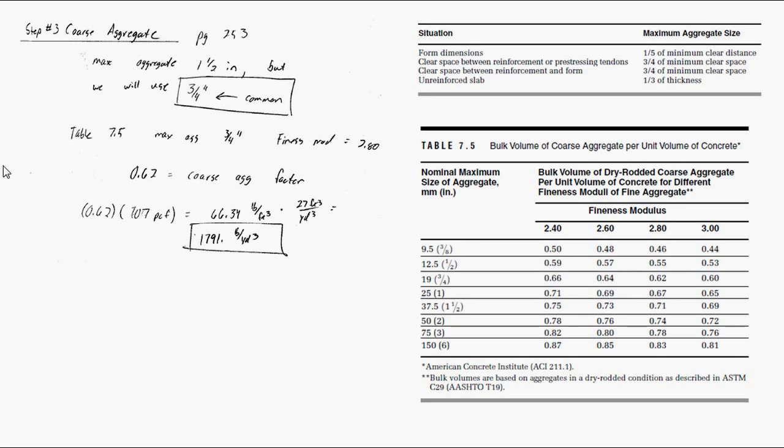If we take that coarse aggregate factor and multiply by the density of our stone, we can get the amount of stone per cubic foot of coarse aggregate, and that's what you have here. It's the 0.62 times the 107 pounds per cubic foot. That gives us 66.34 pounds per cubic foot. When we proportion a mix, though, we usually do it by the yard, not the cubic foot. There are 27 cubic feet in a cubic yard, and that tells us that we need 1,791 pounds per cubic yard of our coarse aggregate.